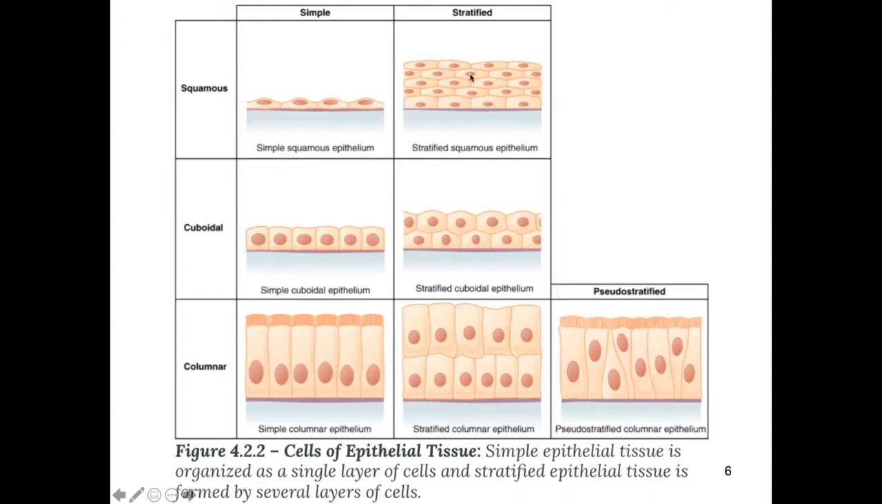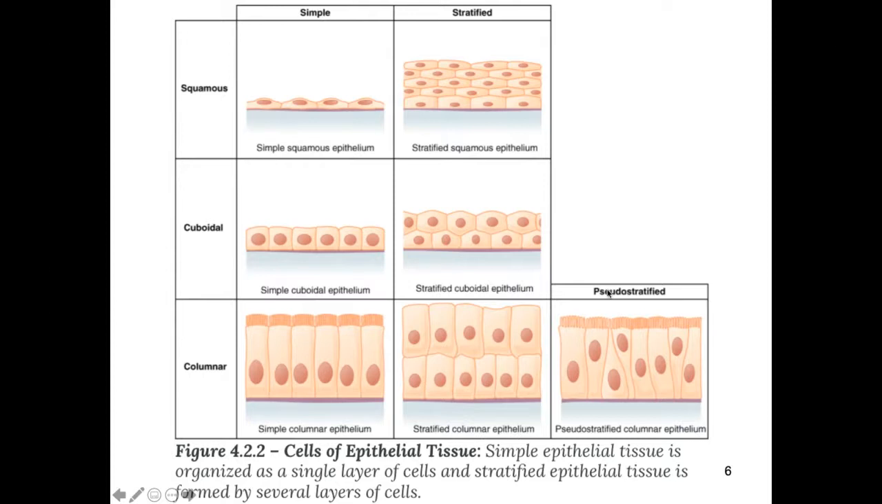Same concept, but now we see multiple layers, and we call it stratified squamous epithelium. When we see multiple layers of cubes, then it's stratified cuboidal epithelium. And when we see multiple layers of these tall columns, then it's stratified columnar epithelium.